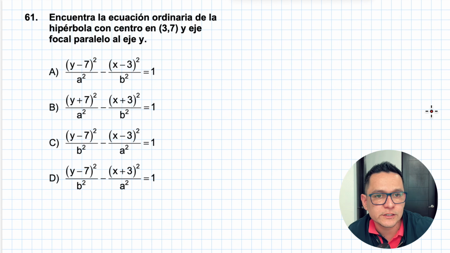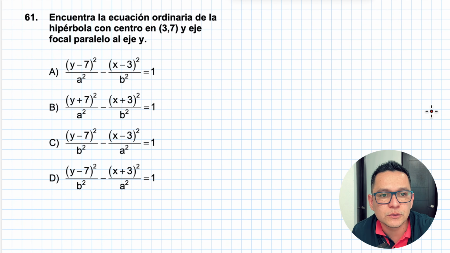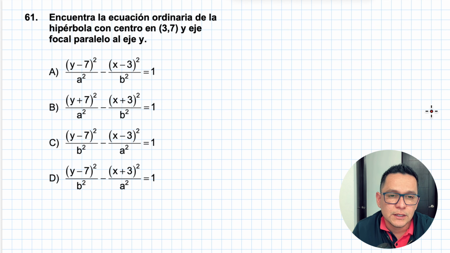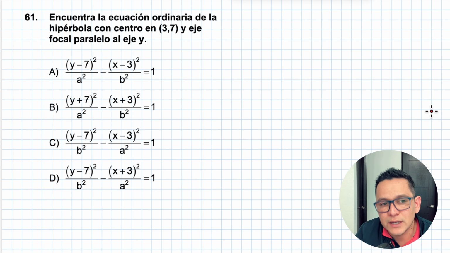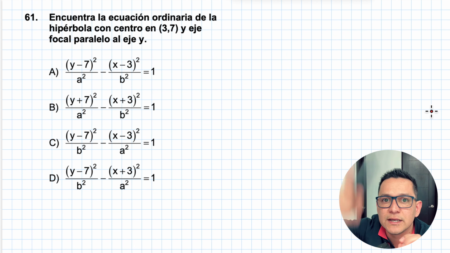Find the standard equation of the hyperbola with center at 3, 7, and focal axis parallel to the axis. And since it's talking about the focal axis being parallel to the axis, that means the hyperbola is vertical. Okay, because the focal axis, which is the line that passes through the foci, is parallel to the axis.